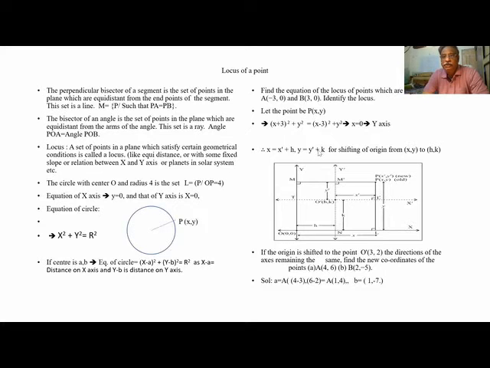So let us see this one. Find the equation of the locus of points which are equidistant from A and B. So let the point be (x, y). When we use the distance between two points, (x plus 3) whole square plus (y minus 0) whole square is equal to (x minus 3) whole square plus (y minus 0) whole square. When I simplify it, the equation I am getting is x equals 0, which is nothing but the y axis, because this is minus 3, this is plus 3.